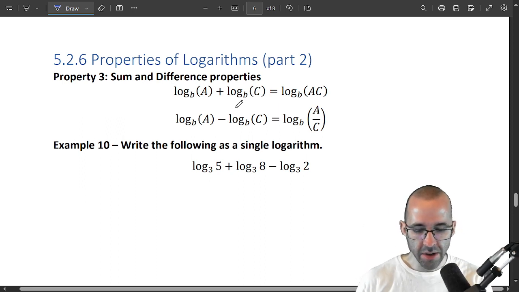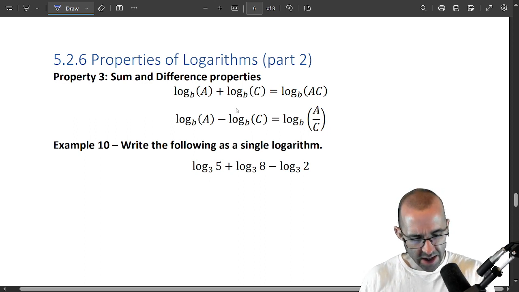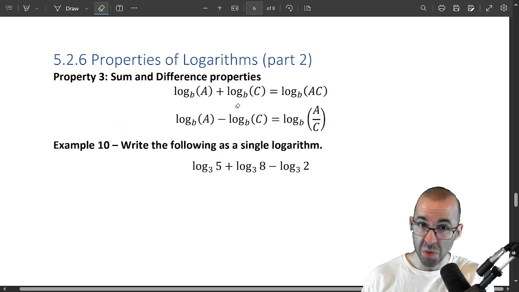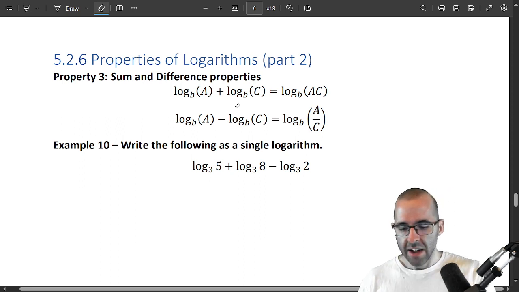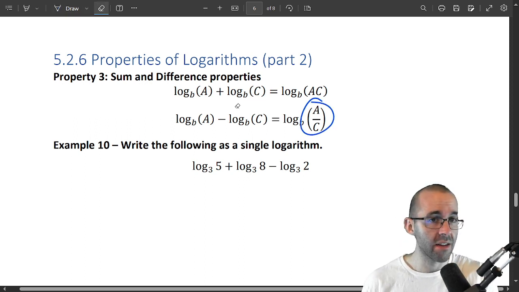But this is the sum and difference properties. If we add 2 logarithms and they have the same base, that's the same thing as 1 logarithm with their insides multiplied by each other. Kind of crazy. We'll see that in action soon. And similarly, if we subtract 2 logarithms with the same base, that's the same thing as 1 logarithm, but we divide their insides.